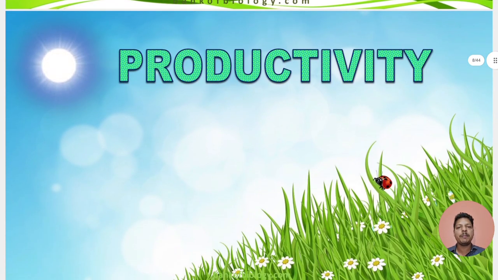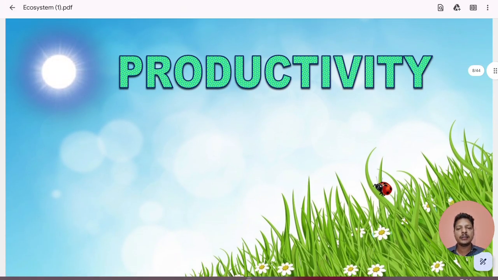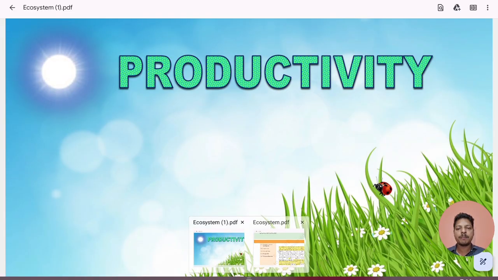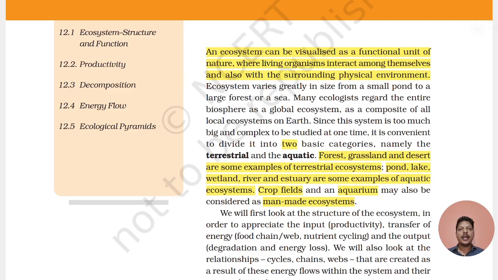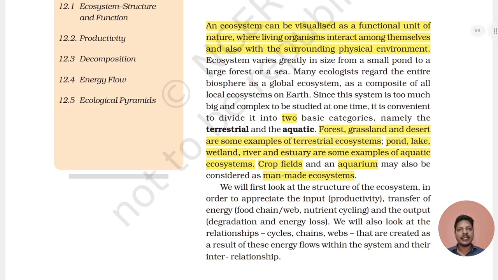First, you are going to see productivity. But before we start this, let's see what your NCERT says here. First definition: an ecosystem can be visualized as a functional unit of nature where living organisms interact among themselves and also with the surrounding physical environment. It also varies greatly in size, from a small pond to a large forest or a sea.